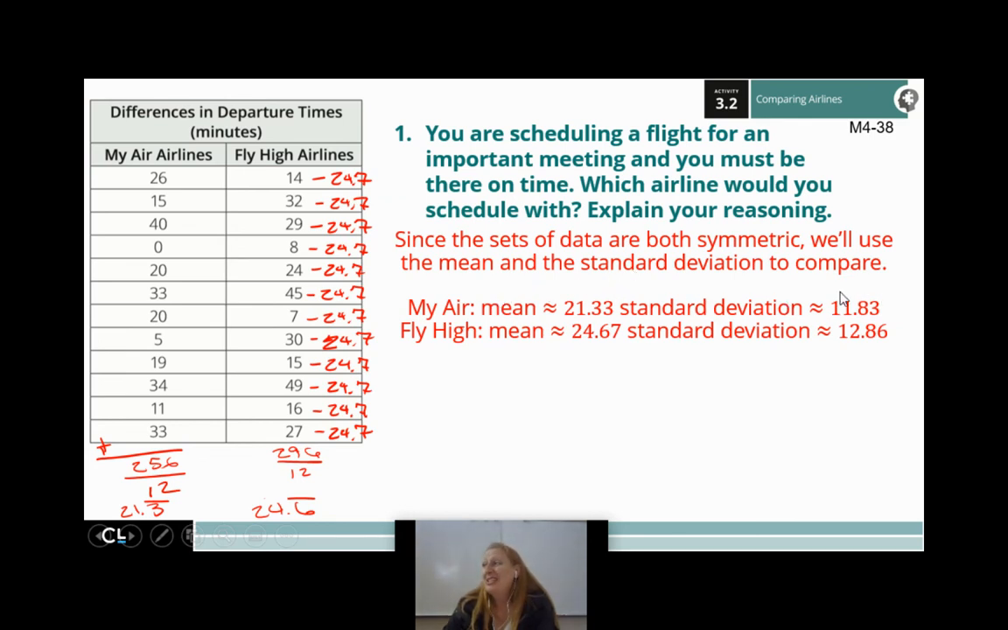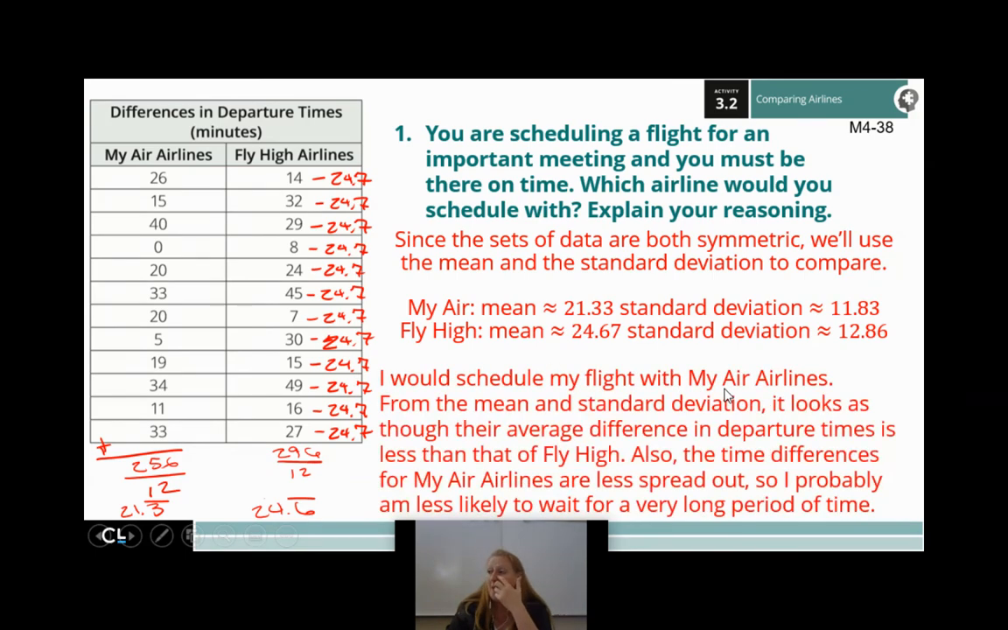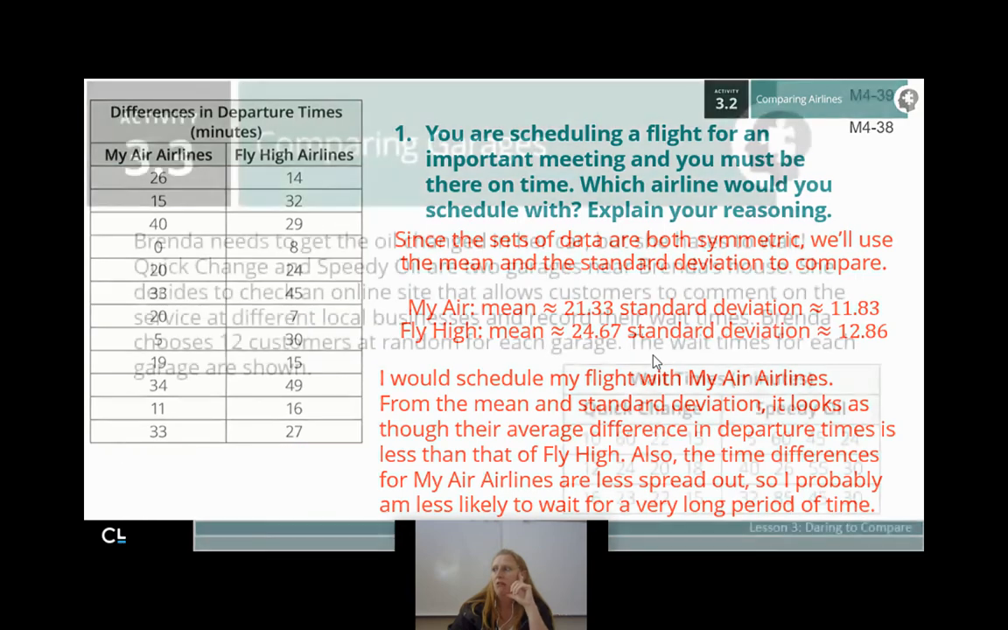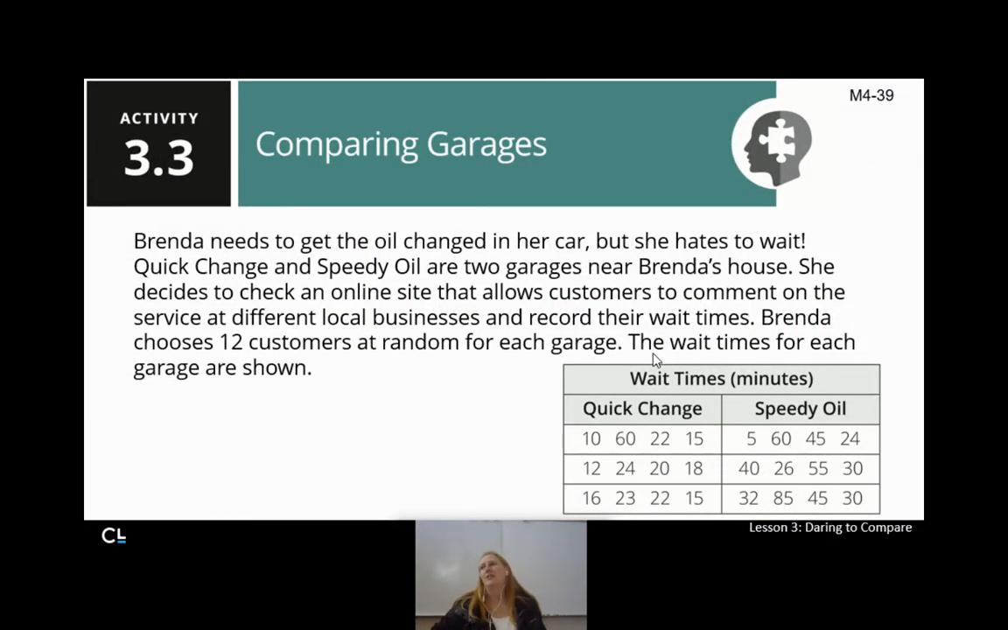I'm also noticing that the standard deviation for my airline is lower, which means not only do they have a lower mean, they were more consistent about hitting that mean. So I'm going with my airline. The mean and the standard deviation look much better. I have a lower mean, and a tighter standard deviation that's less spread out. Yeah, I'm going with my airline. Good call. Last activity.